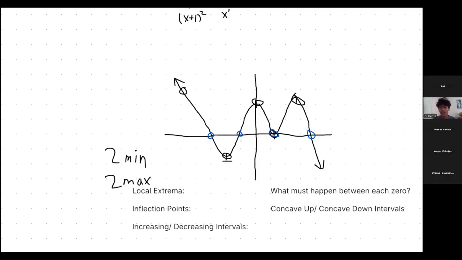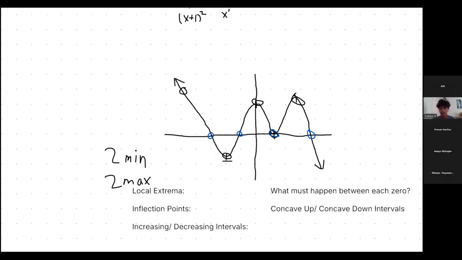So between any two zeros, you will have either a local minimum or maximum, right? Because if you just think about it, you're going past the zero, so eventually you have to turn back to go back to the x-axis and reach the next zero, which would result in a local minimum here, here a local maximum, and then so on, right?